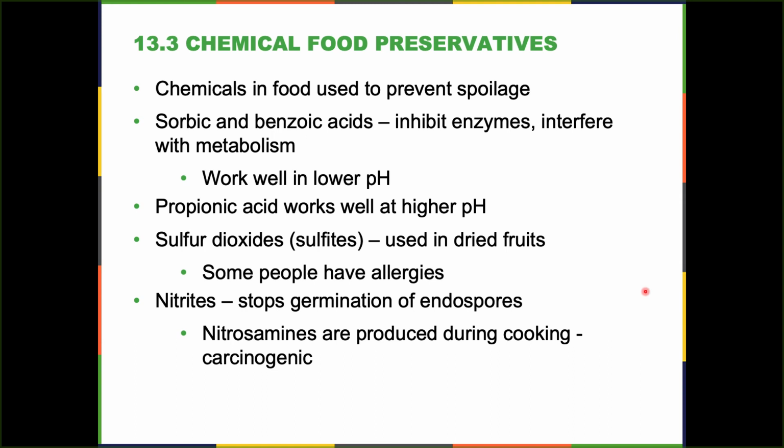And often you'll see nitrites, a little different from nitrates. The main purpose of nitrites is to stop the germination of endospores. Common in beef or in packaged meats, so you'll often see that in the form of sodium nitrite. One issue with nitrites is that when you cook it, sometimes you get these nitrosamines that are produced, which have been shown to be carcinogenic.